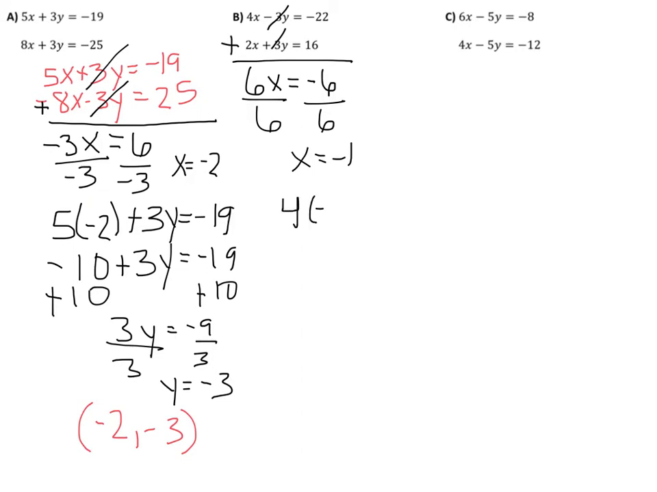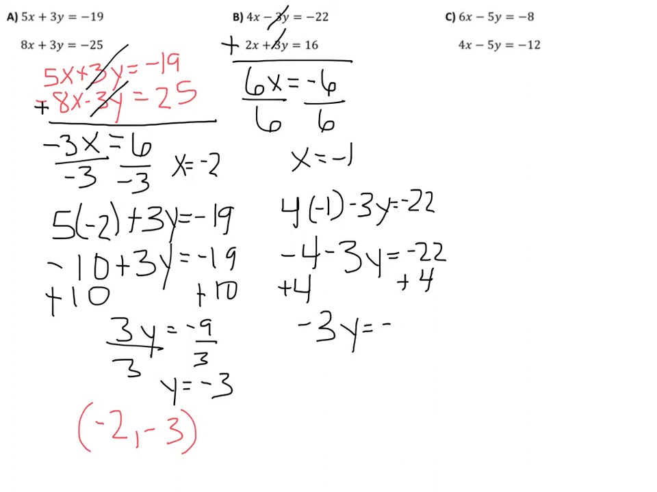And now I can plug that back into one of my original equations to solve for y. When I do that, I'll have negative 4 minus 3y equals negative 22. I'll add 4 to both sides. So I'll end up with negative 3y equals negative 18. I'll divide by negative 3 on both sides. So I end up with y equals 6. So my final solution here is going to be negative 1, comma 6.